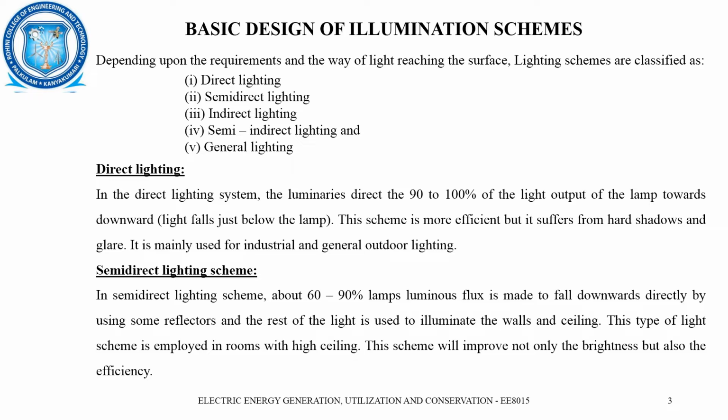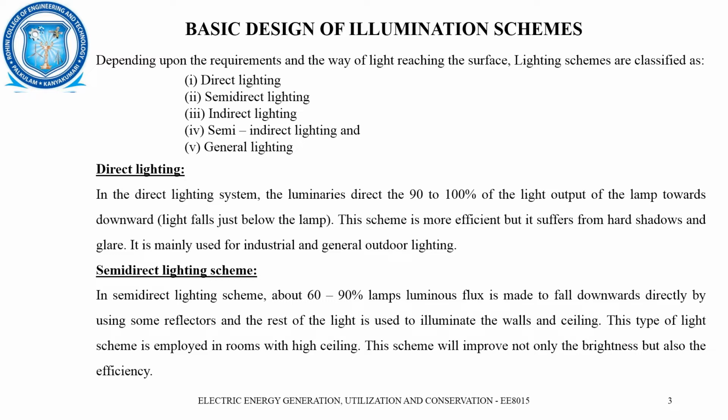Here we are going to see the types of lighting and how lighting can be made, because it is not the case that when a light is turned on it provides only direct lighting. There are direct lighting, semi-direct lighting, indirect lighting, semi-indirect lighting and general lighting cases. So let us see each scheme.